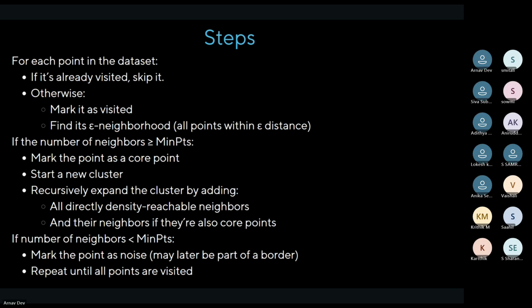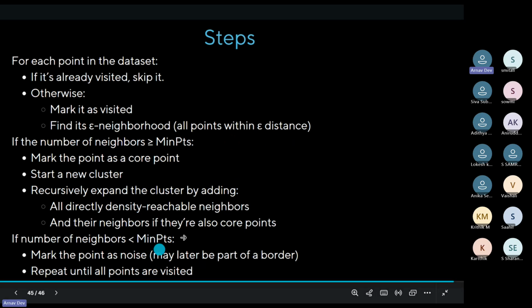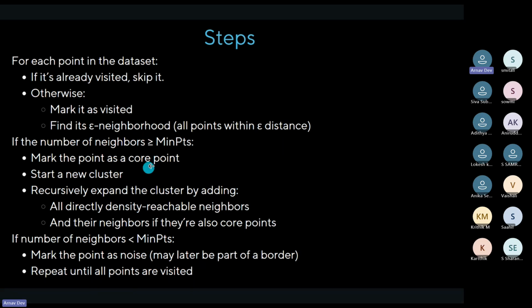If I read this out: if there's a point you have already visited, you skip it; otherwise you mark the point as visited. Find the epsilon neighborhood of that point, and check whether the number of points is greater than or less than min points. Basically you check if that point is a core point or not. If it is a core point, you start from there again and recursively expand. If it's less than min points, you mark it as noise and go back to another core point which is left. This is how you go, moving from one core point to another and capturing all of it.